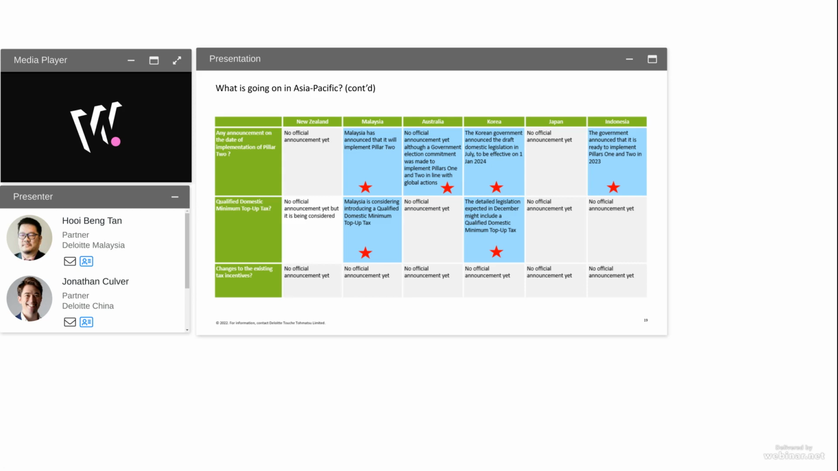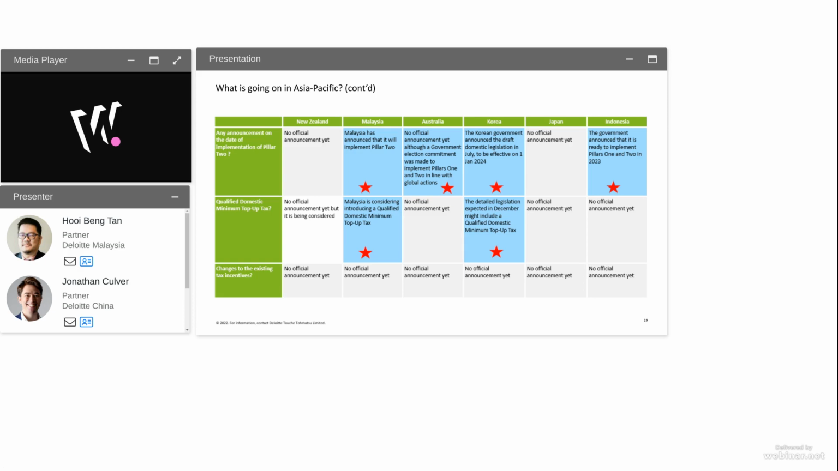And I think most of us are aware that Indonesia currently is the chair for G20, and obviously they have a little bit of pressure to ensure that they are seen as a full supporter of Pillar 1 and Pillar 2. So it did mention it's ready, but it remains to be seen whether it will be done in 2023. So something for us to continue to monitor. Right, next slide, please.